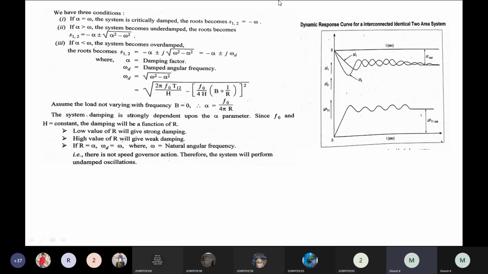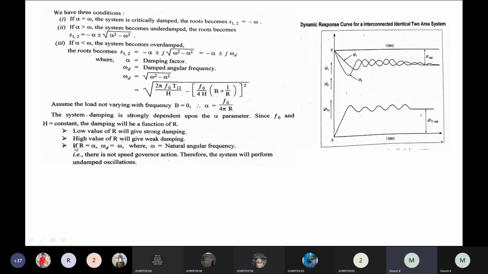So in this situation, a low value of R will give strong damping. A high value of R, that is regulation, R stands for regulation. So a low value of R will give strong damping. A high value of R will give weak damping.